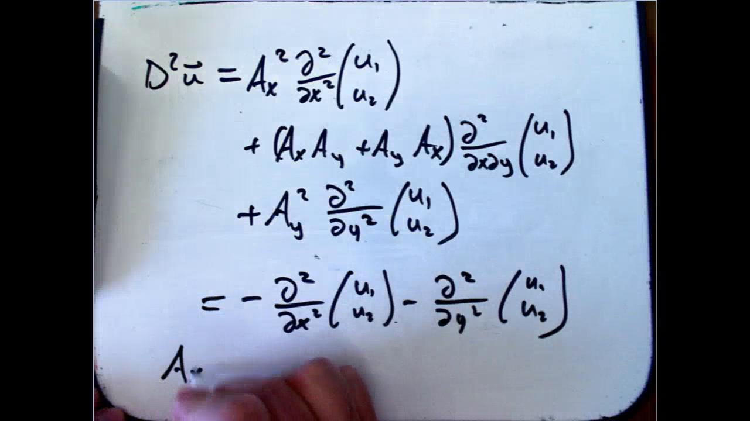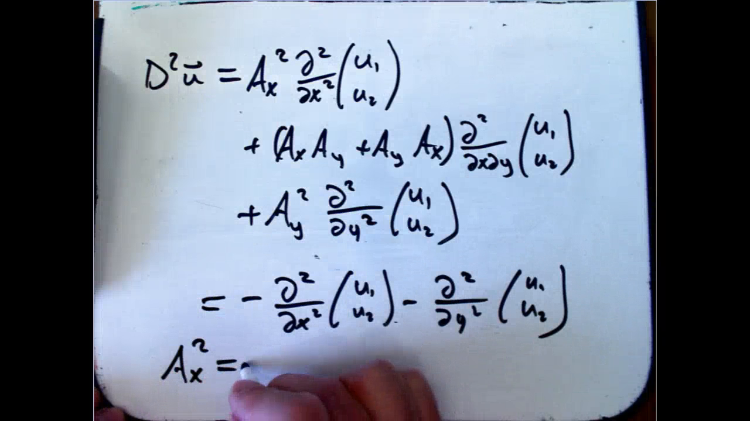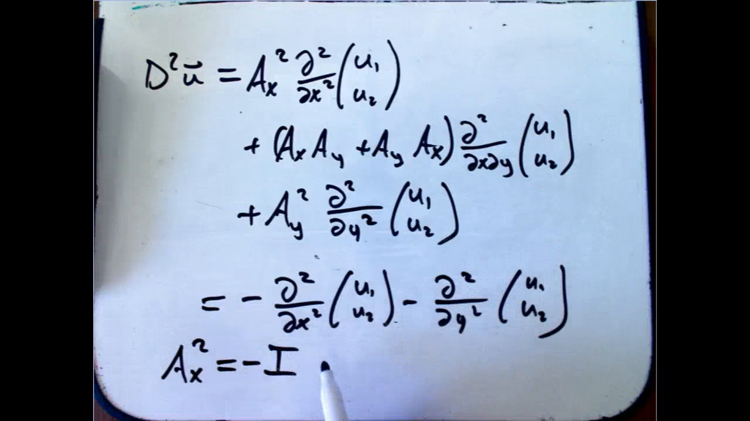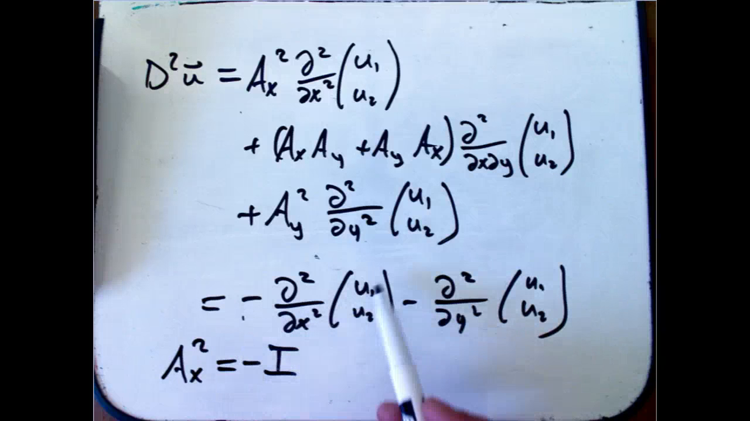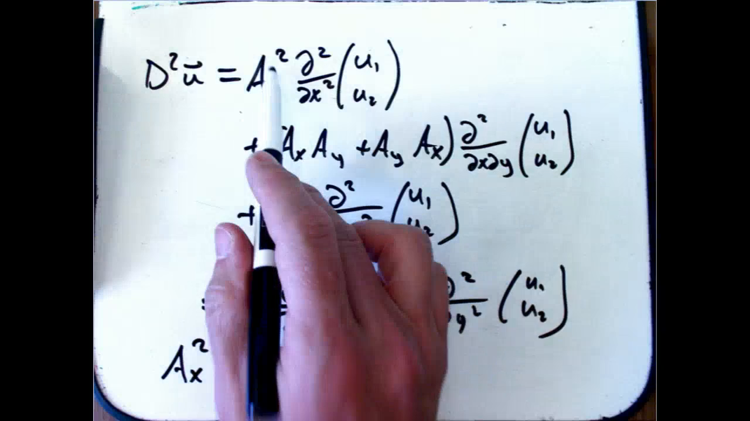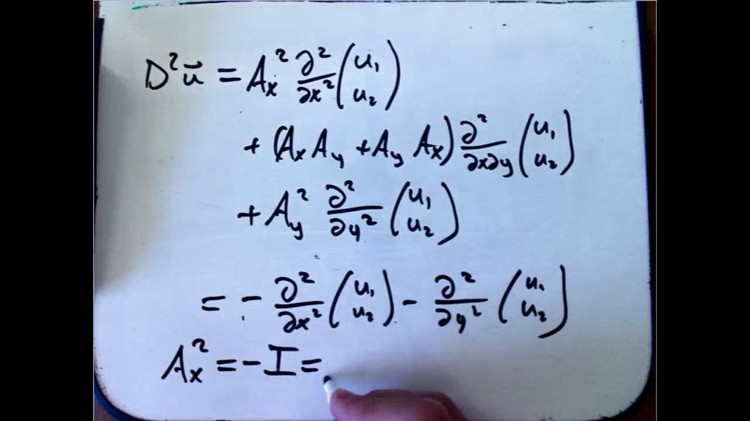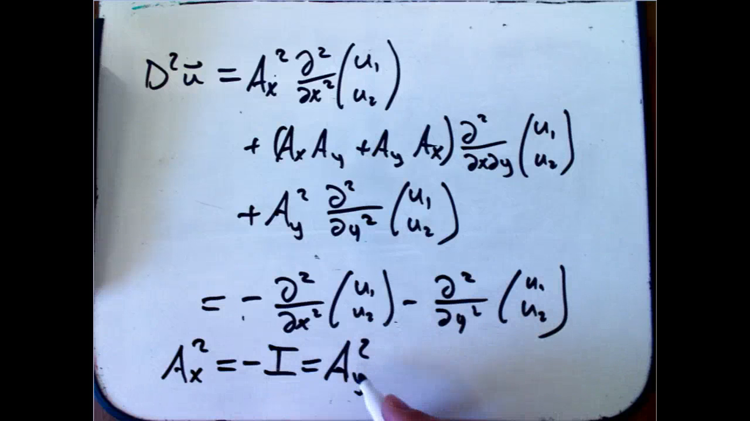I need the matrix A_X squared to be minus the identity matrix. Because this guy didn't mix the u1 and u2. It doesn't do anything complicated in terms of the algebra. It's just taking the second derivatives. And so this should be minus the identity matrix. And that should be the same as A_Y squared. So these two mystery matrices that I'm trying to invent to come up with this algebra should have that property.